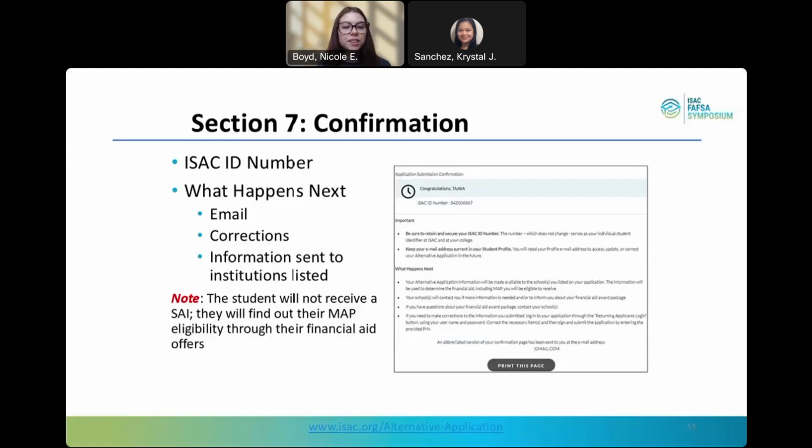Then after Section 7, you'll see this confirmation. So that'll have the ISAC ID number at the top, as well as information about what happens next. Students will receive a confirmation email. They will be notified if corrections need to be made, and their information will be sent to the institutions that they listed. Like I said, the student will not receive an SAI at the end of their application like they do with the FAFSA, so they will find out their MAP eligibility through their financial aid offers, or they can go talk to their financial aid office if they choose.